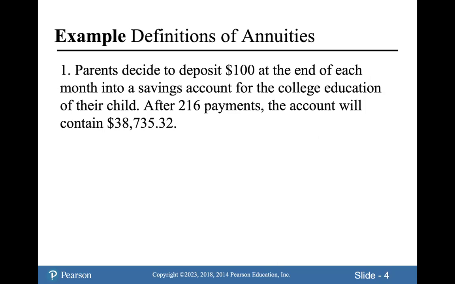For example, parents decide to deposit $100 at the end of each month into a savings account for the college education of their child. After 216 payments, the account will contain $38,735.32.